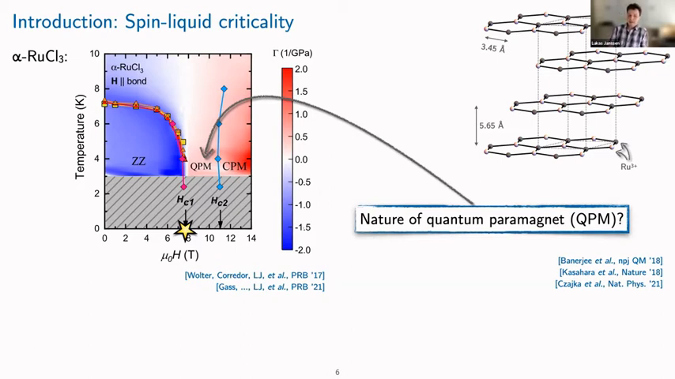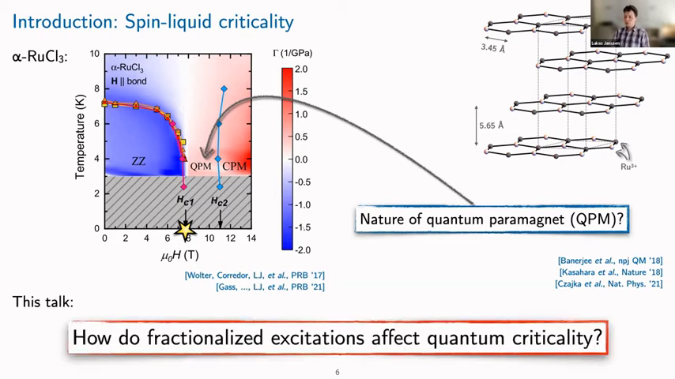Whether or not this is indeed the realization of a quantum spin liquid has been a matter of intense debate in recent years, and we're not going to solve that today. So here I'd rather take this just as a motivation to ask the following question. Assuming that we do have a quantum spin liquid and a quantum critical point adjacent to this quantum spin liquid, how would the presence of these fractionalized excitations affect the quantum critical behavior? What's the influence of the spinons and the gauge field on the critical exponents and the spectrum?